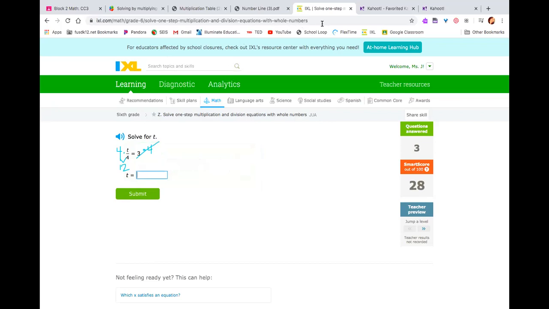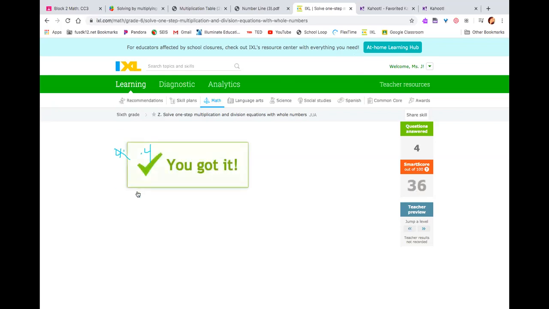Let's try a couple more. Sounds like we're doing all right here. My question for you is, is the timesing and dividing one easier than the adding and subtracting? Okay. So I have T divided by 4 equals 3. Times 4 on both sides. The 4's cancel out. 3 times 4 is 12. And 3 times 4 is still 12. That didn't change.